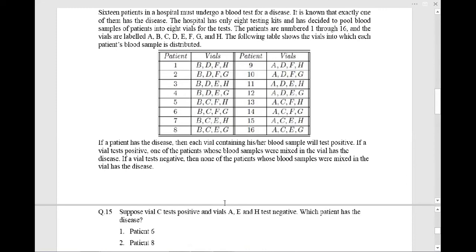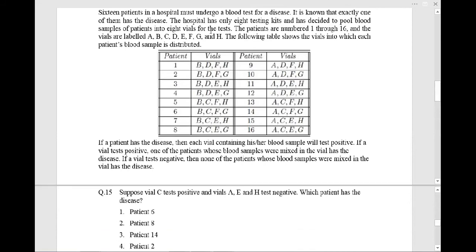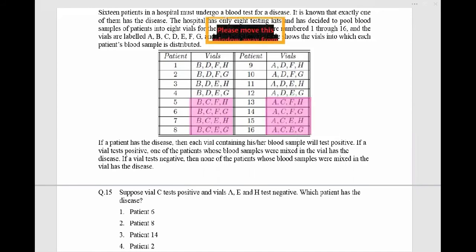Suppose vial C tests positive and A, E, H negative. Then which patient has the disease? Vial C positive. Let me identify that part. Highlight that part. Vial C means all of this will be positive. All this will be positive. 5 to 8, 13 to 16. And then what else we have? A negative.